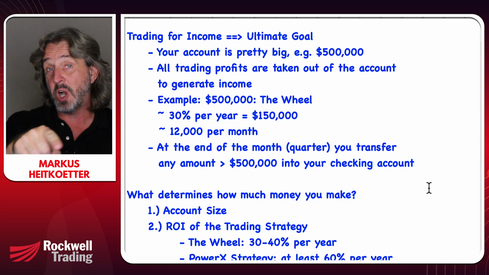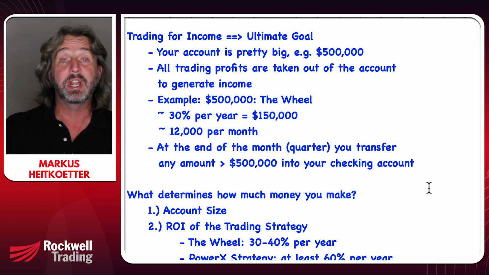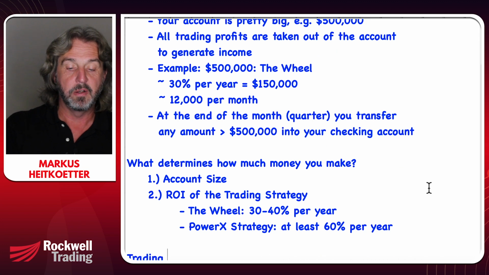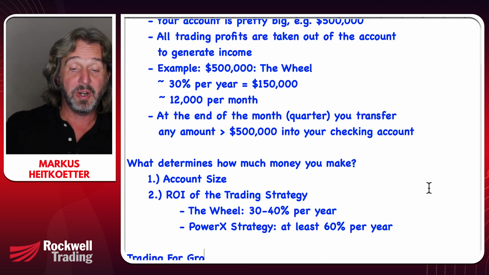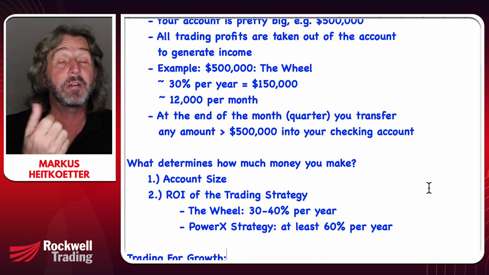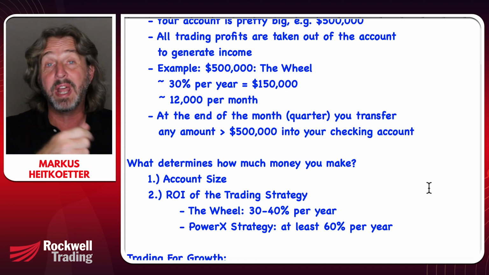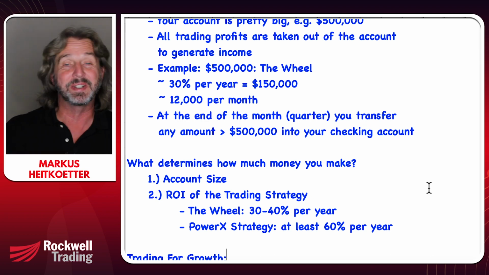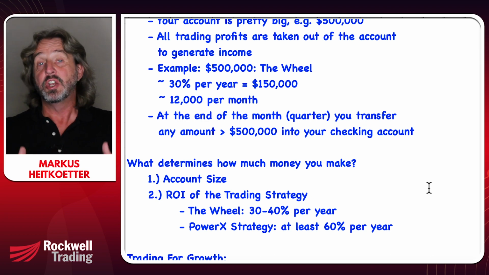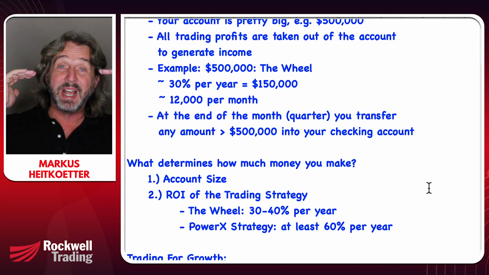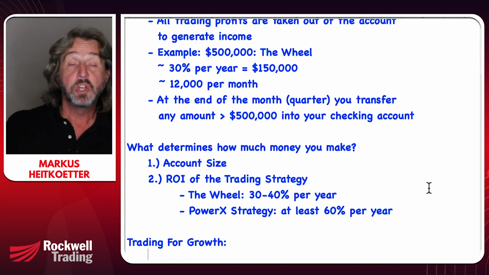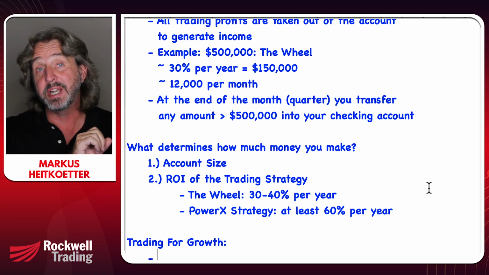Now, before we talk more about trading for income and how to get there, for a moment, let's talk about trading for growth. Because if you don't have a $500,000 account yet, or you don't have a $1 million account, you need to adapt your trading style so that you can grow your account. You see, the idea here is to really start growing your account until you are at the level where you can trade for income. So trading for growth, here is what you do.